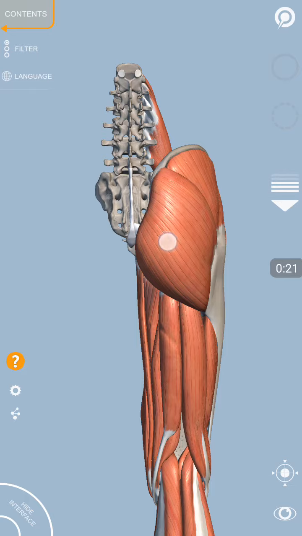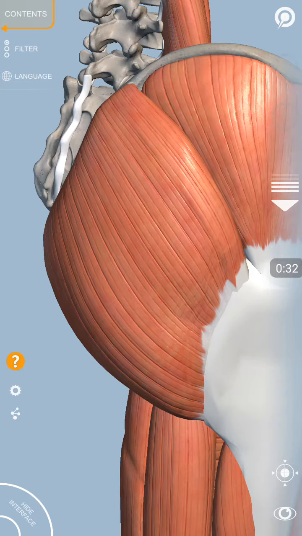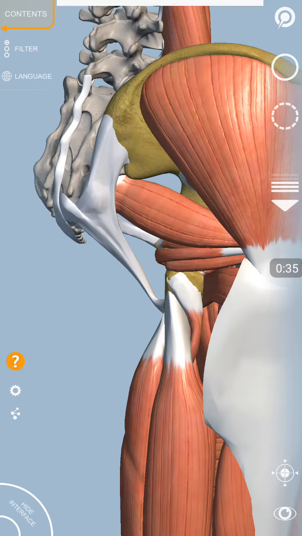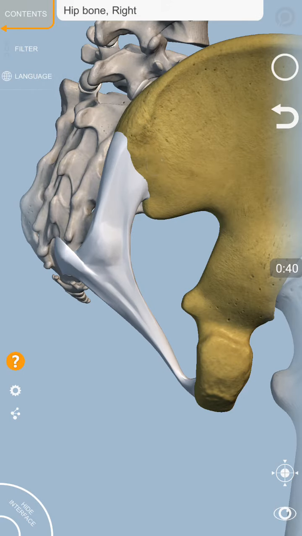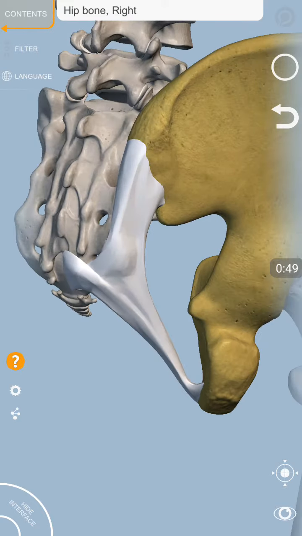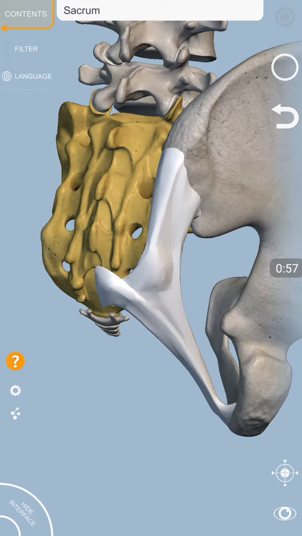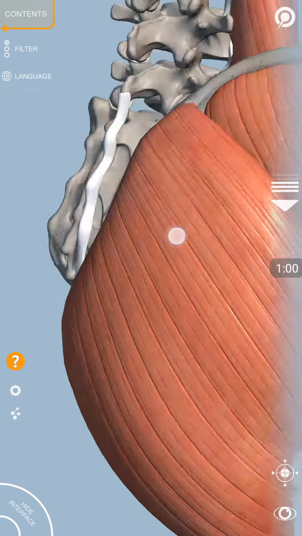First of all, the topmost layer, gluteus maximus. It is the largest muscle of this region, and it originates from behind the posterior gluteal line, on the gluteal surface of the hip bone. This is the posterior gluteal line, and this is the area behind it. Then the dorsal surface of the sacrum, the sacrotuberous ligament, and the coccyx. From these four areas, the gluteus maximus muscle originates.